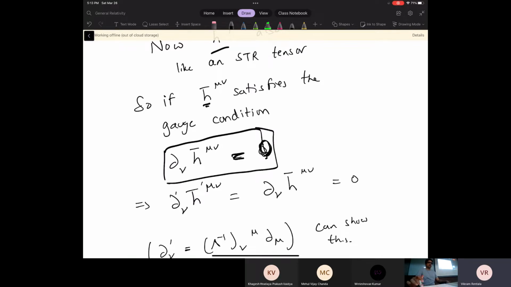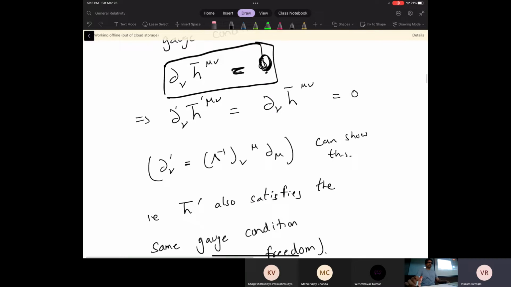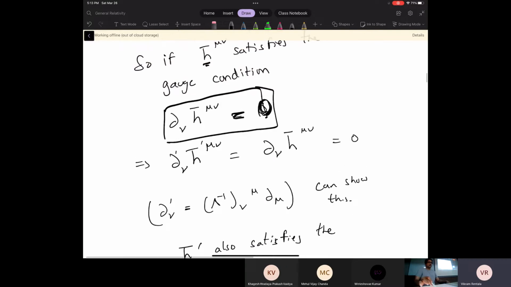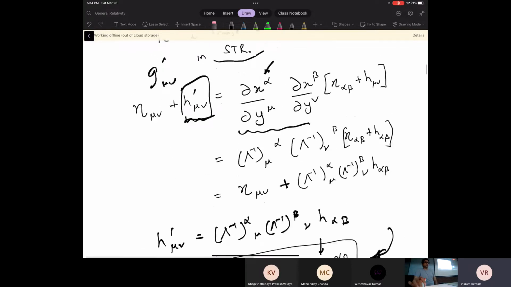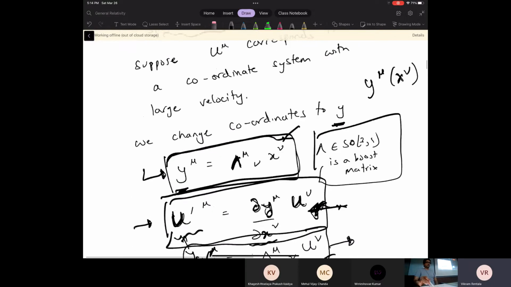Okay, that this is equal to 0. This gauge condition is also a condition that transforms in different coordinate systems to this. Okay, so because this also transforms like a 4-vector in special relativity, this gauge condition is also satisfied in my new coordinate system. If I switch from x to y, the same gauge condition is satisfied.